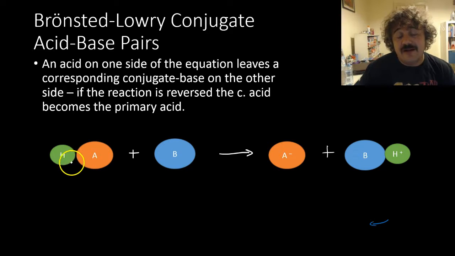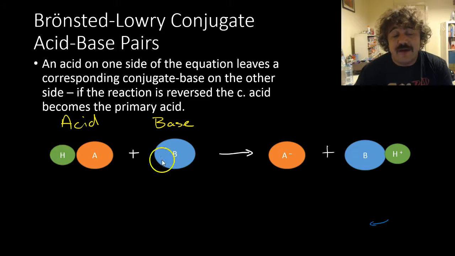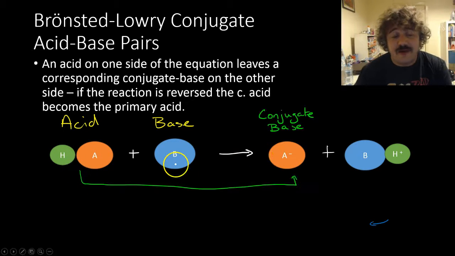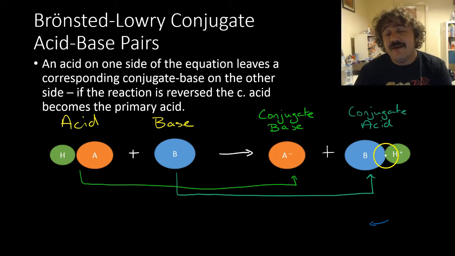So on this side, it has a proton to donate, which makes it an acid. Here, it has no proton to donate, which makes it a base, but it's the conjugate base. And so we have acid, base, conjugate base. This is our acid. If we follow it along, it's now a conjugate base. And this here is our base. And if we follow it along, it becomes our conjugate acid.